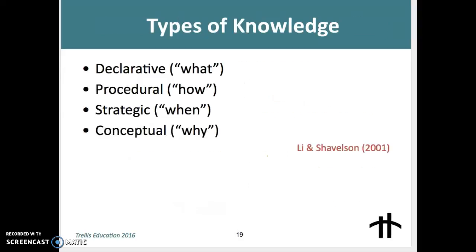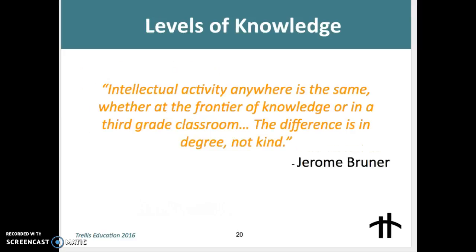Another way to think about types of knowledge from Lee and Shavelson is in 4 types: declarative, procedural, strategic, and conceptual. Declarative might be something like knowing what the Pythagorean theorem is. Procedural would be how to use it, that you can apply it to actually find the side of a right triangle. Strategic would be knowing that you can only use it for right triangles. And conceptual would be knowing why it works, or why it works in only certain cases.